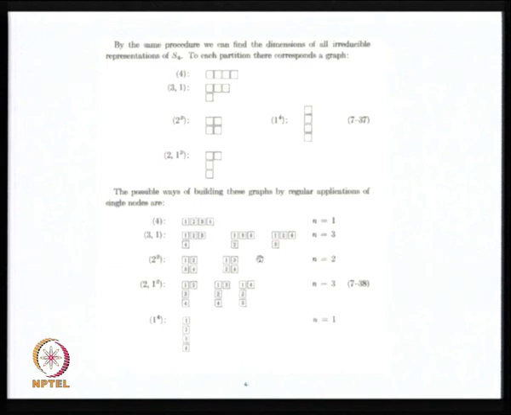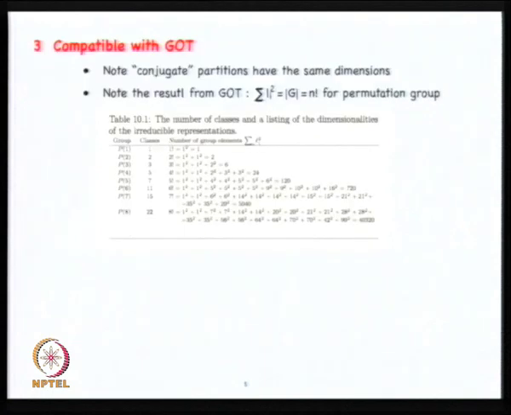The other thing we can now check is that 1 squared plus 3 squared plus 2 squared plus 3 squared plus 1 squared should add up to the S4 size. So 9 and 9, 18, and 4, 22, 23 and 24. So we have for the S4 group all of the irreducible representations and their sizes listed by this Young tableau method.